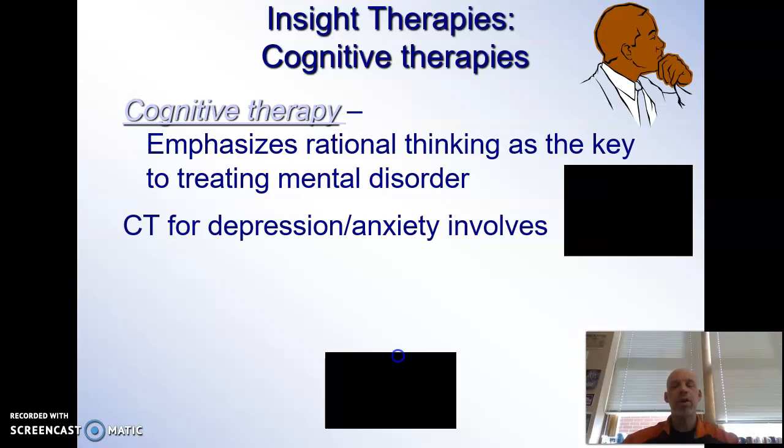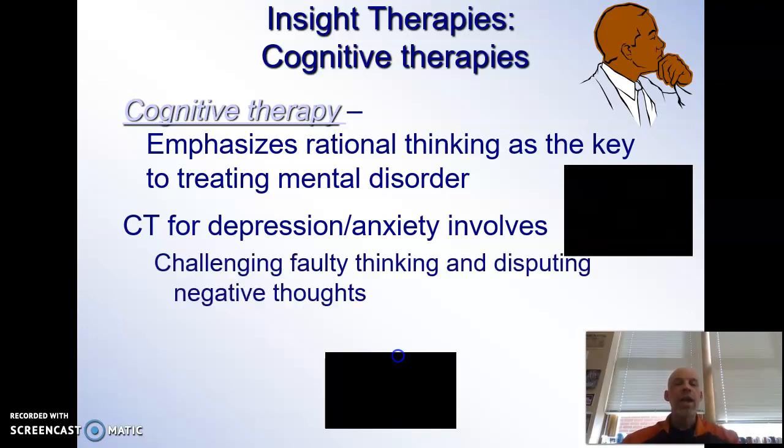Oftentimes, you'll see cognitive therapy used for depression and anxiety, and what you do in this is challenge that faulty thinking. You start to ask the patient, okay, I understand why you're thinking this way, but is that the way it's really going to turn out? Let's think about this more rationally. And so you get the person to step back and think a little bit more rationally about their irrational thoughts. You point out some of the irrational pieces of their thoughts. And this is a good little video here that is a therapist that kind of discusses how this works and how that person is doing it.